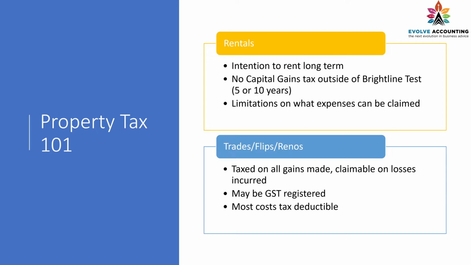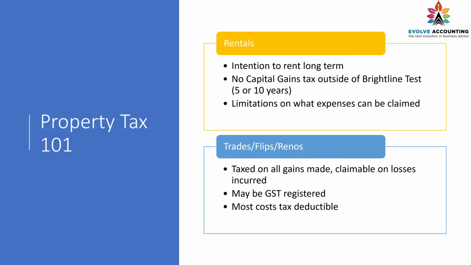So let's get some fundamentals around property tax underway. There are two distinct pictures when it comes to property tax. You've got the rentals, and you've got the buying to sell, or trades, flips, renos, however you want to call them. So with a rental, you've got an intention to rent out the thing long term. Outside of the bright line test, there is no capital gains tax, and there are some quite large limitations on the types of expenses that can be claimed.